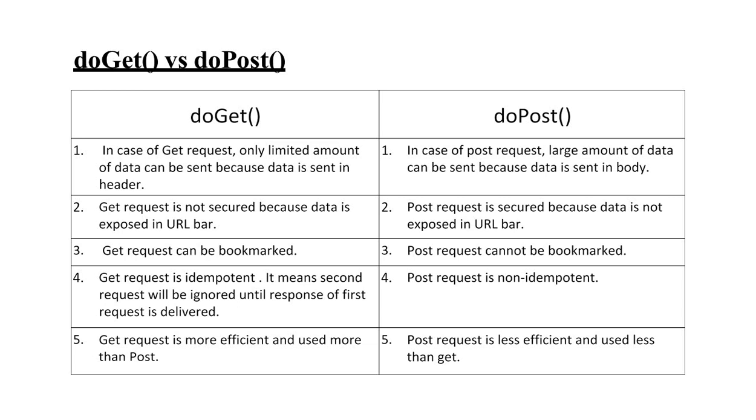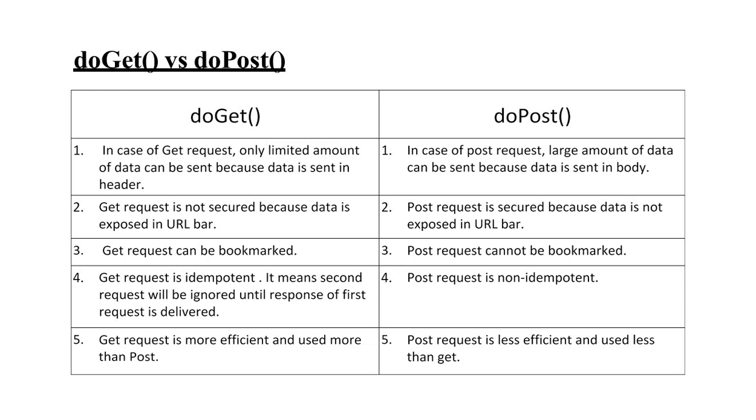Difference between doGet and doPost method. doGet method: in case of a GET request, only a limited amount of data can be sent because data is sent in the header. doPost: in case of a POST request, a large amount of data can be sent because data is sent in the body. GET request is not secure because data is exposed in the URL bar. POST request is secure because data is not exposed in the URL bar.